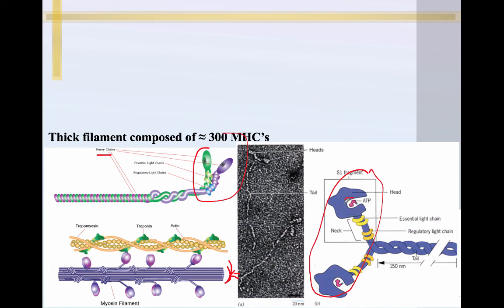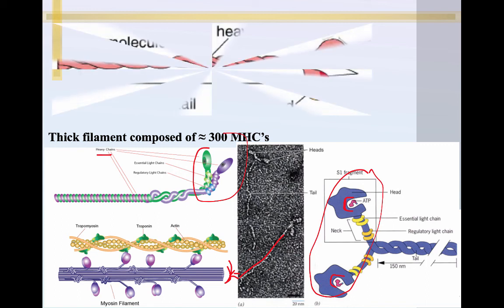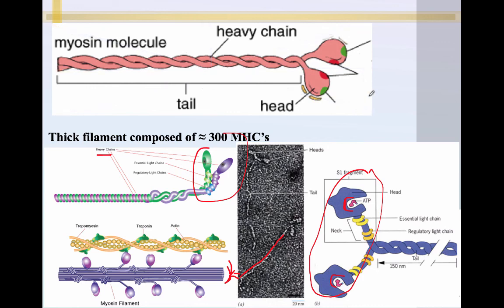Number one, you can see that there's a binding site here for ATP, and there's also an ATPase, which will very quickly, almost immediately, hydrolyze the ATP to ADP and inorganic phosphate. The other nice thing is that you can actually see a photomicrograph of a couple of molecules of myosin, and here you can see the helix, and here you can see the two heads. Here's a different depiction of that.